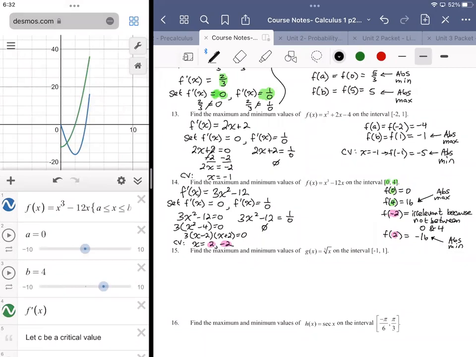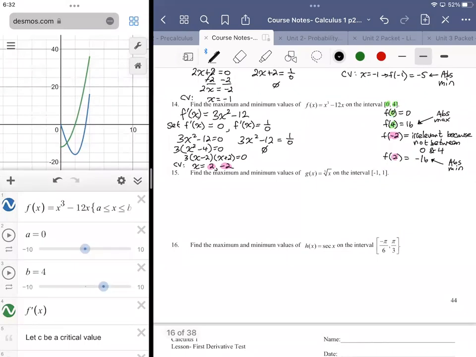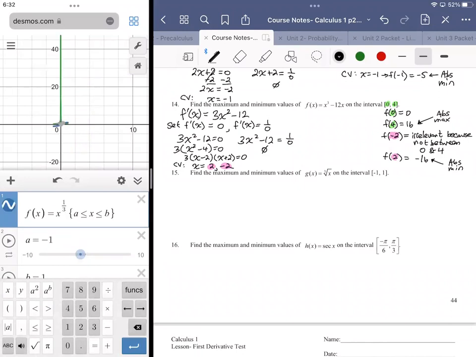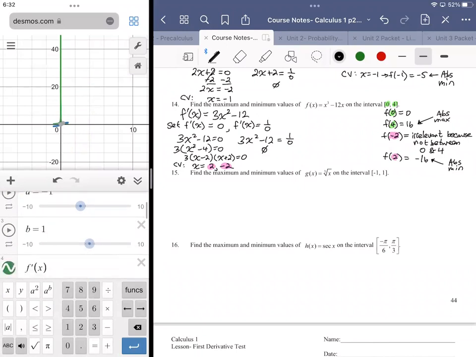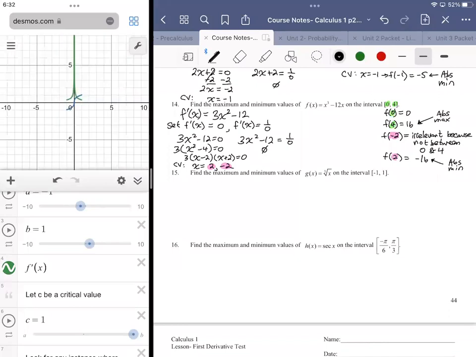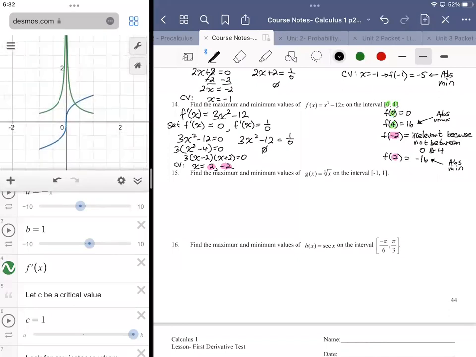All right. So the next one, maximum and minimum values of the cube root of x over the interval. My interval is -1 to 1. x to the 1/3 power is the way I would write it. I'm looking at the world's tiniest graph here, not really useful for me. So let me go back to the standard zoom and bring it in a lot.